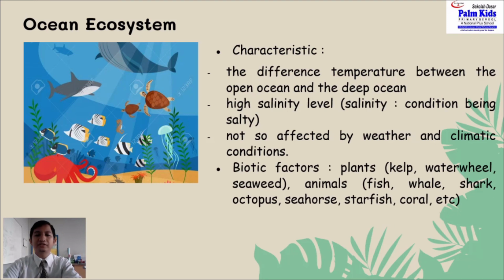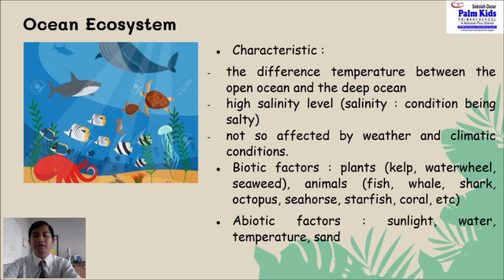Now, there are several biotic factors that we can see in the ocean. First is plants in the form of kelp, water wheel, seaweed, and then there's also phytoplankton that creates a lot of food in the ocean. And then there are animals such as fish, whale, shark, octopus, seahorse, starfish, coral, and etc.